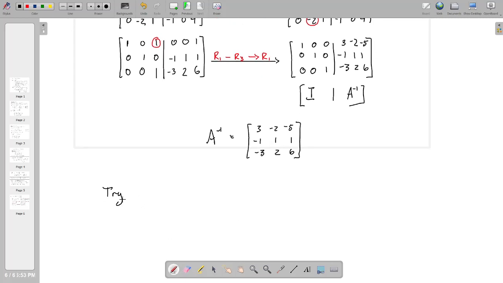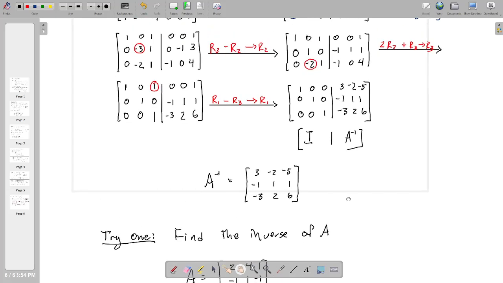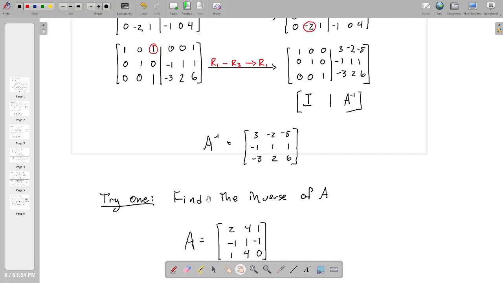Try one on the accompanying worksheet. Find the inverse of A, where A is equal to 2, 4, 1, -1, 1, -1, and 1, 4, 0. You should be able to just follow the same process, obviously with different manipulations in between the steps.